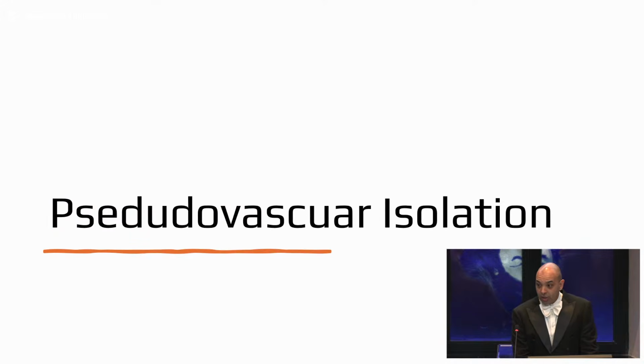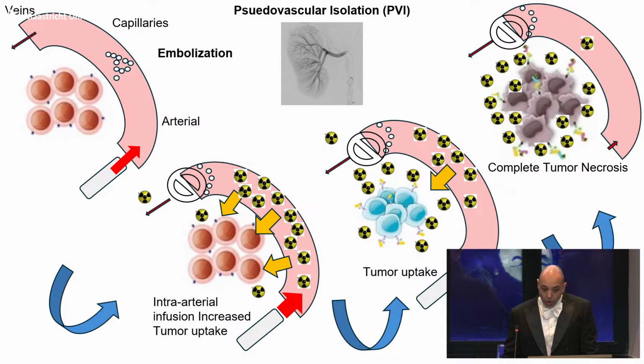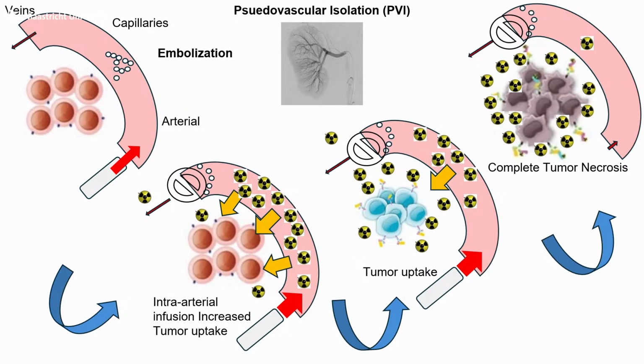So I studied pseudovascular isolation. As interventional radiologists, we have this amazing ability to go into the vessels, either the arteries or the veins, and find the exact feeders to tumors. Right? So here we have just a kidney angiogram. We're able to see the vessels that supply the kidney, and from there we can also see those that supply a kidney tumor, perhaps.